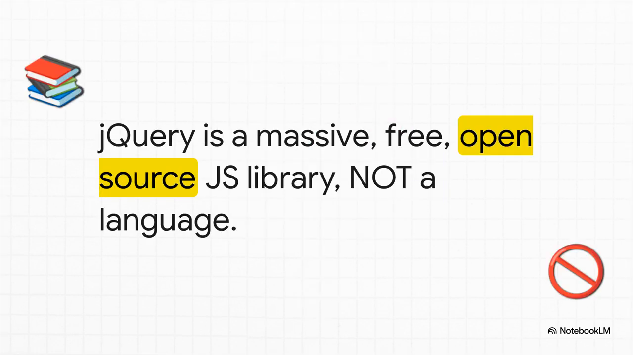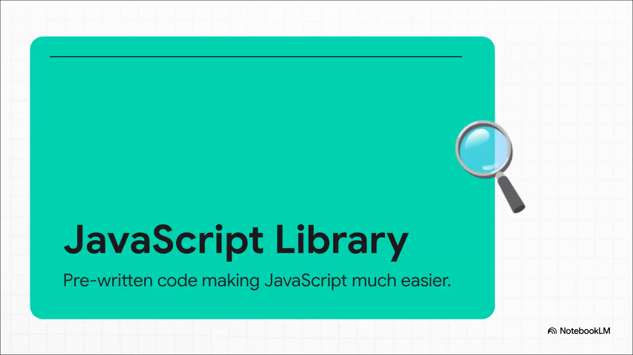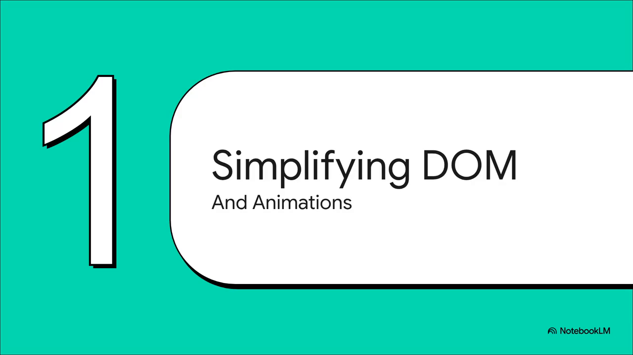The crucial point here is that jQuery is absolutely not a standalone programming language. No way. Instead, it is a massive, free, open-source JavaScript library. And the absolute key word to remember there is library. Basically, instead of it being a whole new language you have to learn from scratch, just think of it as a giant toolbox. It's a collection of pre-written code that simply abstracts away all that repetitive boilerplate. You are absolutely still using JavaScript, but jQuery just gives you these incredible shortcuts so you aren't stuck writing every little thing by hand.